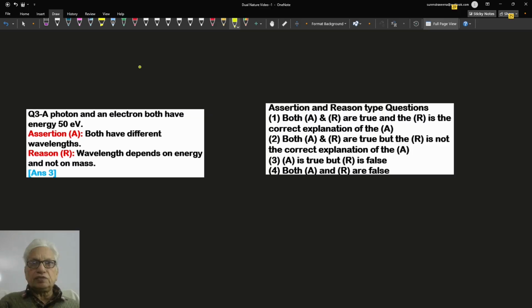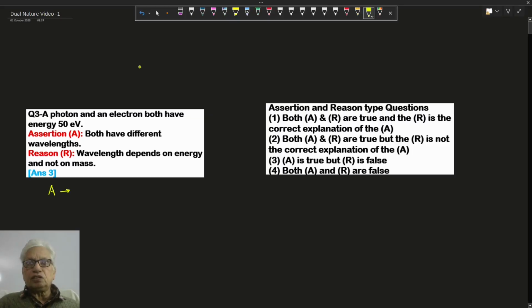Hello. In this question, assertion: photon and electron both have the energy of 50 electron volts, both having a different wavelength. The reason is the energy is the same but the wavelength is different because mass is also different. Rest mass of photon is 0. Rest mass of electron is not 0. It is 9.1 into 10 to the power minus 31 kg. So they are having different wavelength.